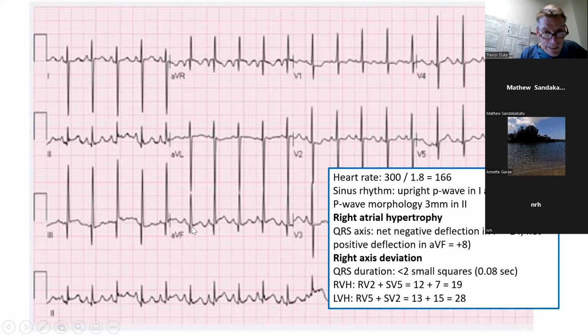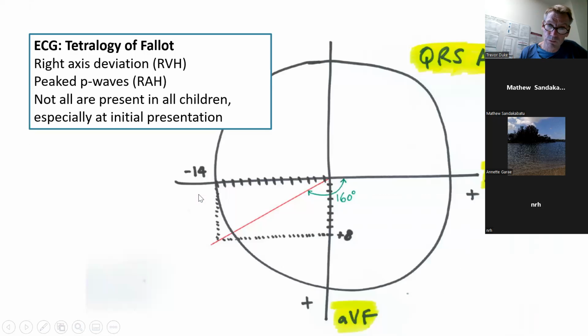All right, and similarly here, if that was, let's see, about 13 up and 5 down, then the net deflection is 5 in the positive direction. All right, and what we do is then draw a vector. The net deflection in lead 1 is minus 14, and the net deflection in AVF is positive 8. And so then draw the vector and see where the QRS axis is.